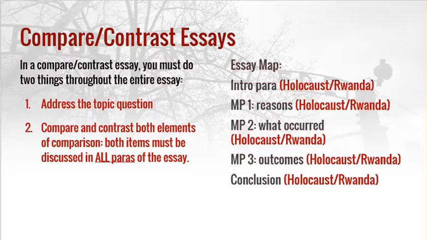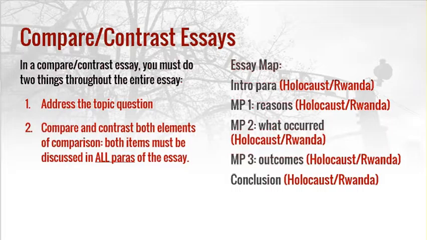What it means is when I look at my essay map, here's what it looks like. In my first main point, when I talk about reasons for the genocide, I have to talk about the reasons for the Holocaust and the reasons for the genocide in Rwanda. As I move into my next body paragraph, now I'm going to talk about what happened first in the Holocaust, then in Rwanda. As I finish with my third body paragraph on outcomes, how did everything turn out in the end? Once again, I have to mention Holocaust and Rwanda.